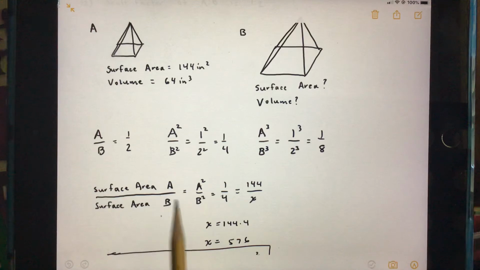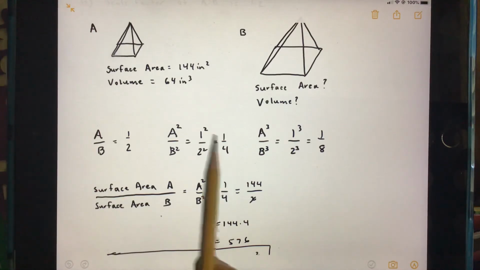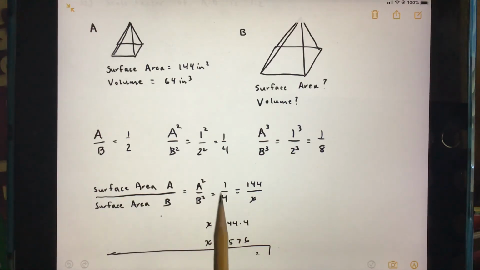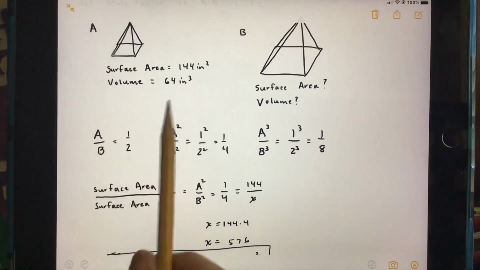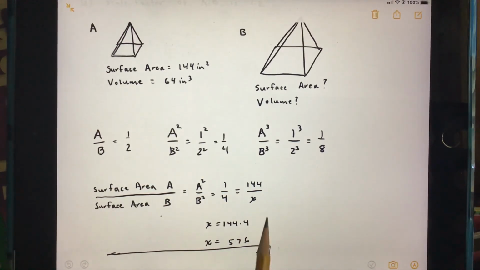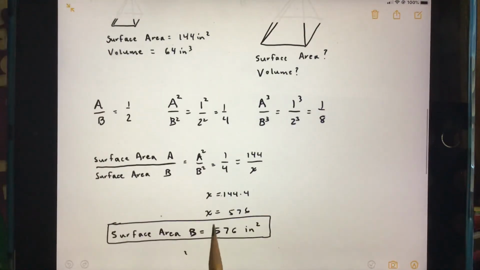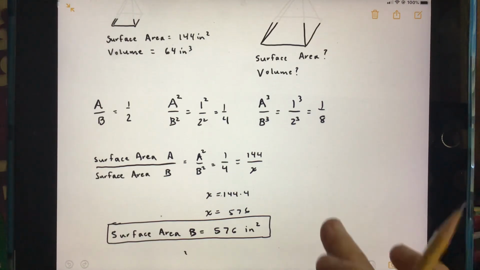The surface areas compare A squared to B squared, and we've already figured out here that the surface areas compare 1 to 4. So we'll take the smaller surface area, 144, and we'll compare it to the largest surface area. We'll call that x, and we'll solve for x. So using cross products, x times 1 is x, and 144 times 4 is 576. So the surface area of pyramid B would be 576 inches squared. Make sure you write down what it is that your units are. Since this is surface area, we will report it as inches squared.